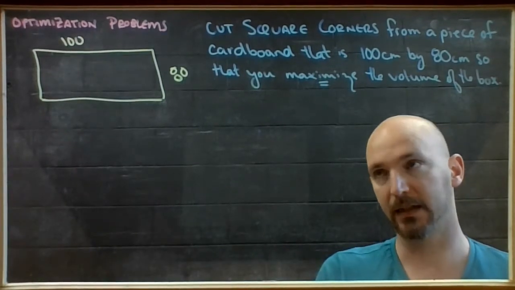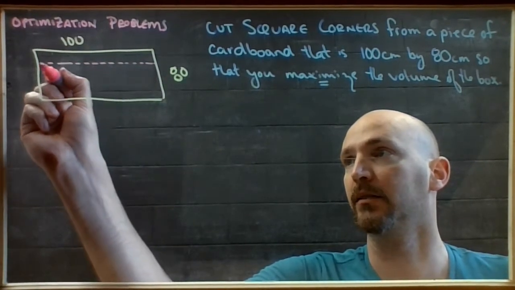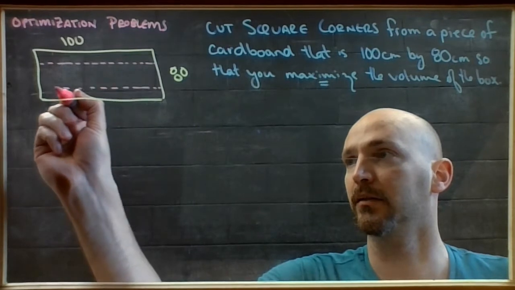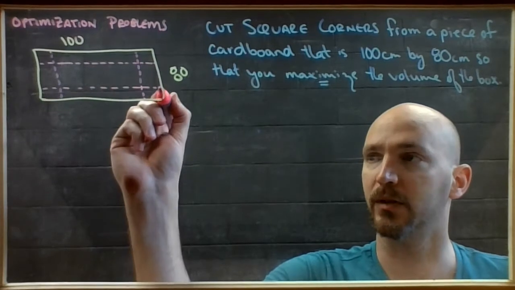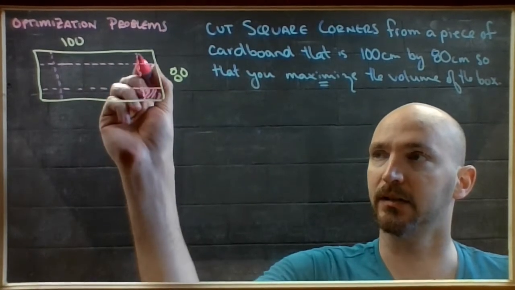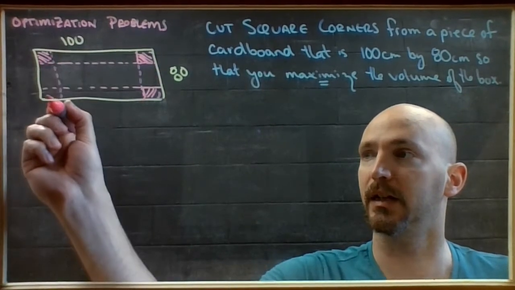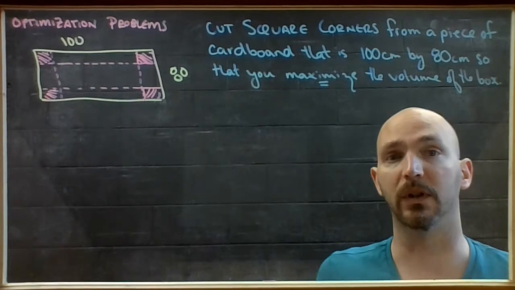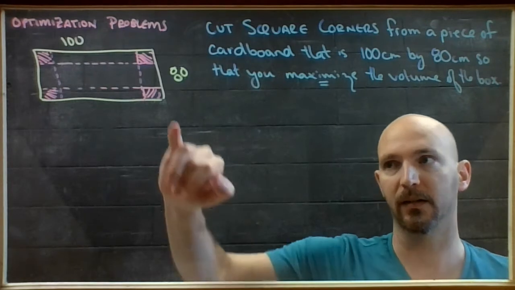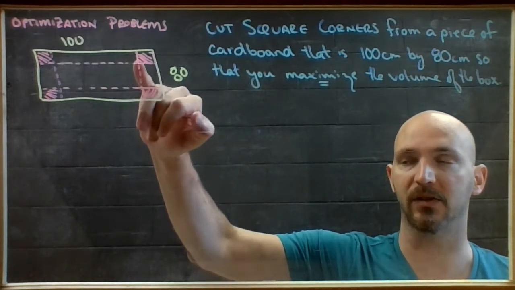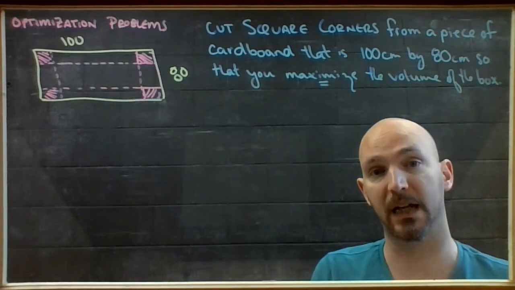And I'm going to cut like this. I'm going to cut here so that this part is gone. Cut here, cut here, cut here, and fold along the dashed lines. So if you can see that happening, when I fold this edge up and this edge up, this piece here is going to meet that piece here in order to form the height of my box.